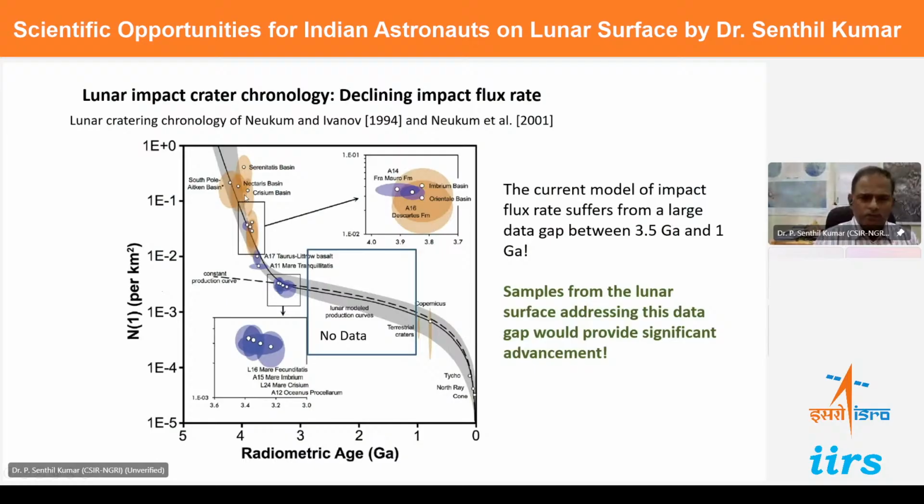Therefore, the giant planet migration produced a huge amount of impact flux into the moon, which decreased over a period of time. But if you look at this diagram, you will find that between 3.5 billion years and 1 billion years, there is no data. So this data has to be brought down. We have to bring lots of samples from different parts of the moon to fill this data gap. Only then will this flux model be accurate. So this is one of the objectives for the Indian astronauts.